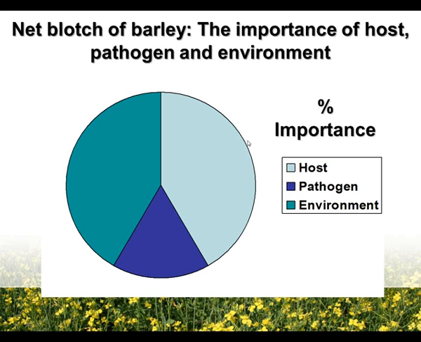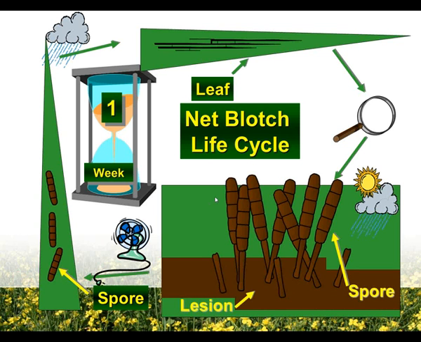In contrast, if you look at net blotch in barley, here the host and the environment are the two primary factors, less so the pathogen. And the reason for this is that it's a polycyclic disease. So there are many cycles of spore production and host infection during the growing season. So you have symptoms of leaf disease when you're scouting for weeds in June. Those lesions are producing spores. Those spores are dispersed to adjacent plants or from lower leaves to upper leaves.